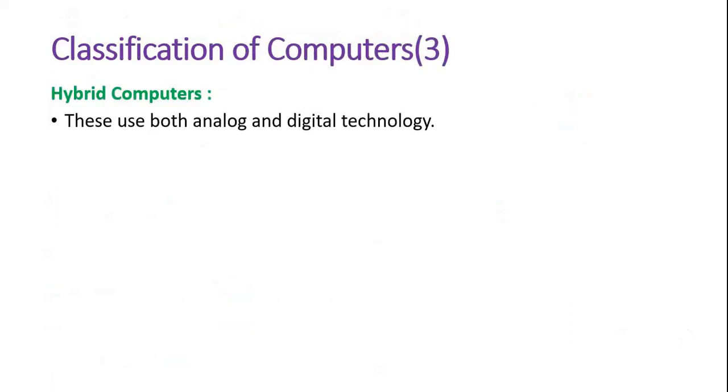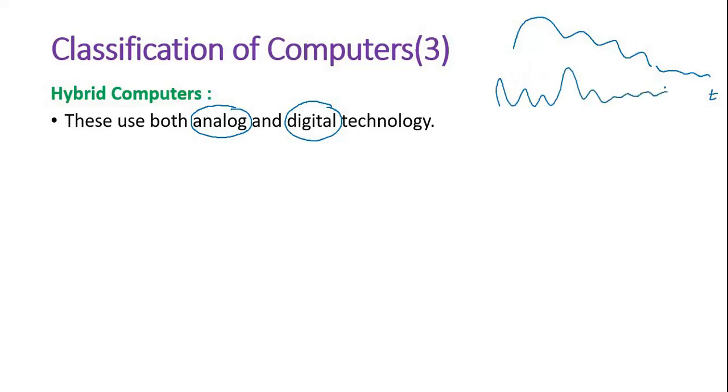As the name indicates, hybrid computers use both analog as well as digital. Let me quickly explain, as these terms may be new for many of the students. Analog means the data is continuous in time. For example, I'm just recording my speech signal, whatever I am delivering now. It will look like this. If you take any time instant, you will have some value.